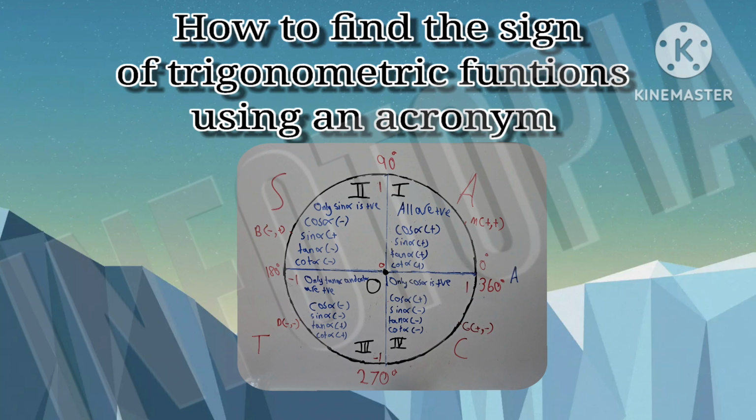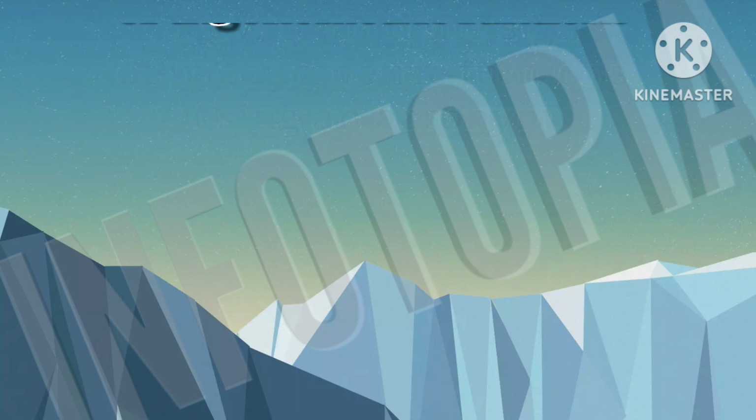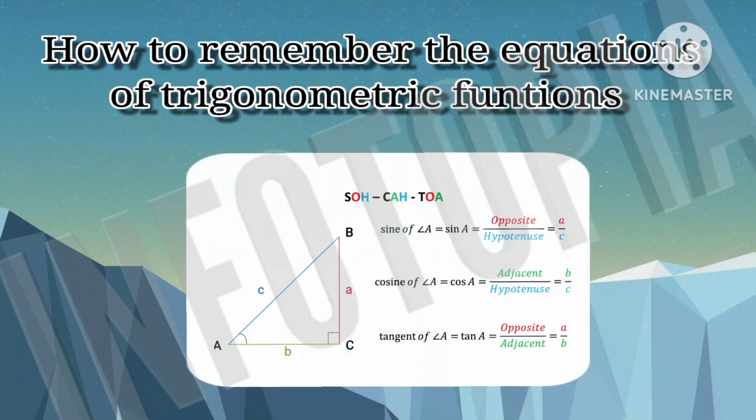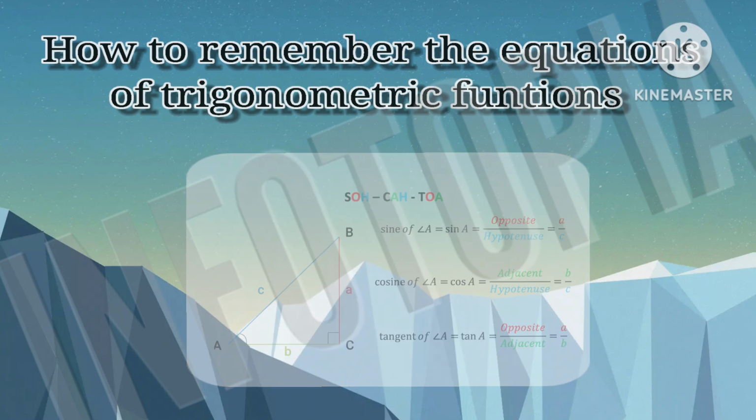On a side note, if you're having a hard time memorizing the formulas for trigonometric lines, you can also use the acronyms SOH, CAH, and TOA. The first one refers to the equation of the sine, which is opposite over hypotenuse. The second one for cosine, which is adjacent over hypotenuse. Finally, tangent, which is opposite over adjacent.